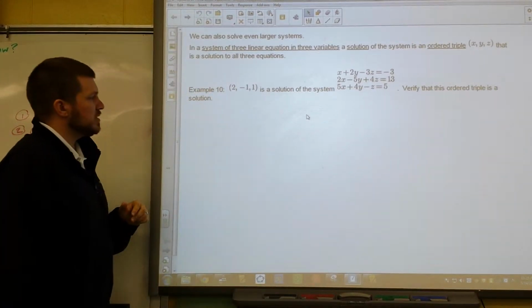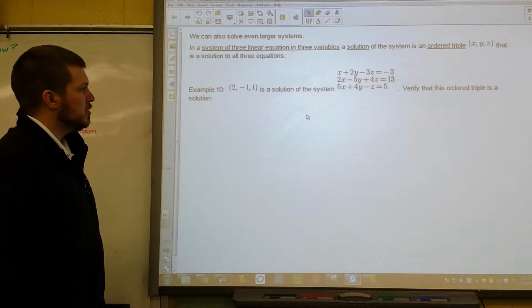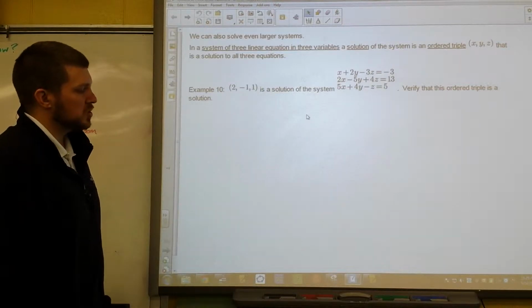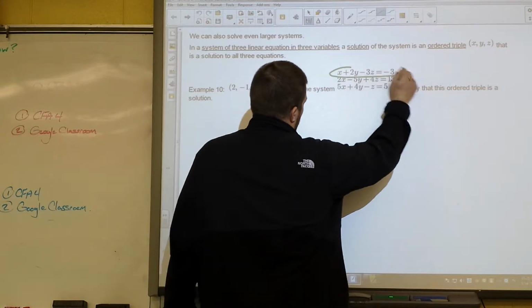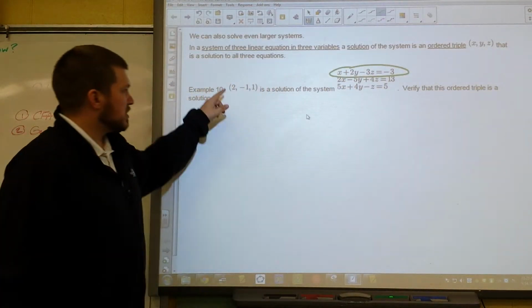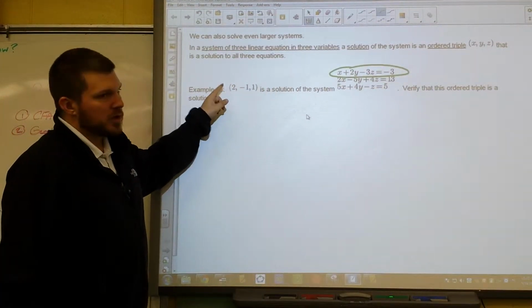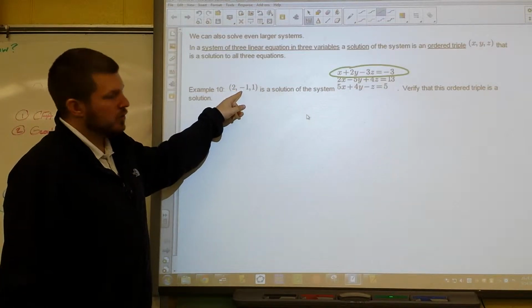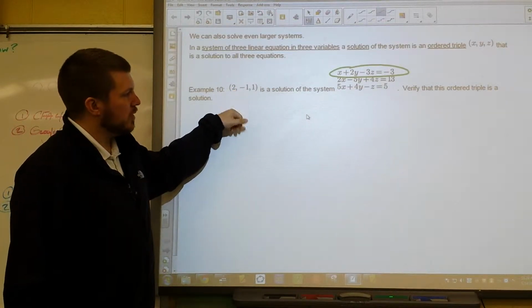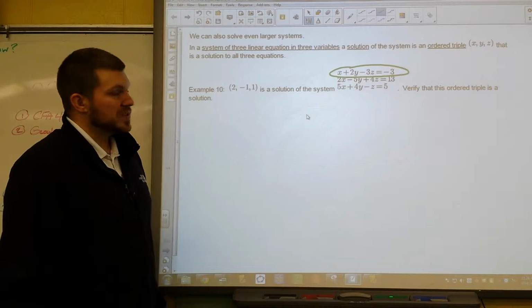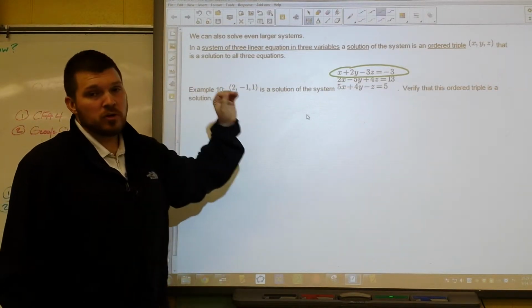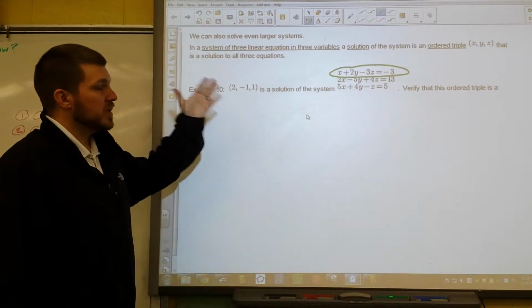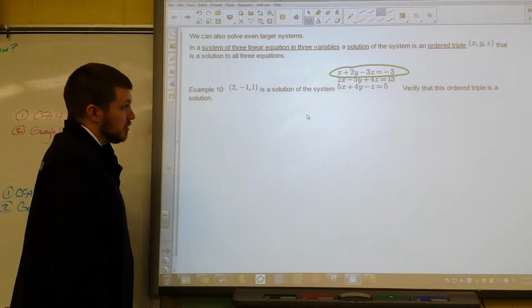So what we want to do in example 10 is to verify that (2, -1, 1) is a solution to the system. So I'm going to do some scratch work. Top equation is going to be in green. Essentially everywhere I see an X in all three equations, I'm going to plug in a 2. Everywhere I see a Y, I'm going to plug in a -1. And everywhere I see a Z, I'm going to plug in a +1. Again, this solution has to be true for all three equations to verify that it is in fact a solution.